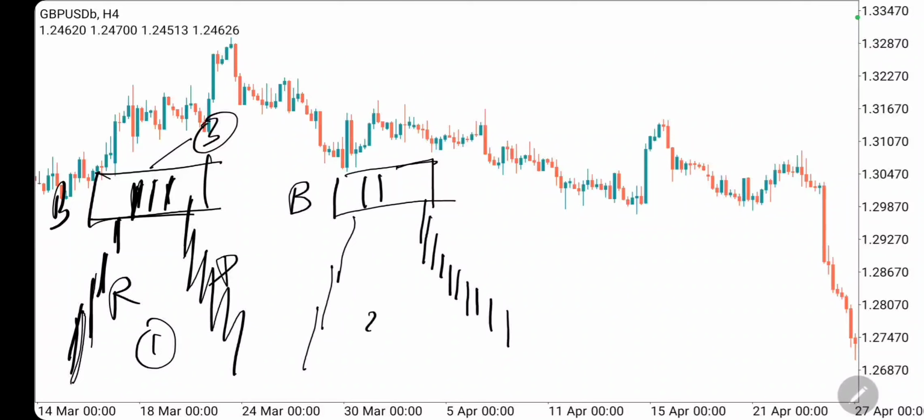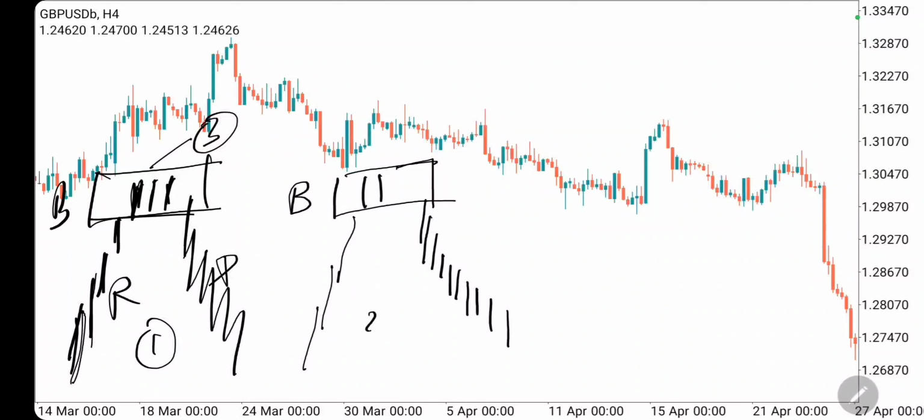Let's count 1, 2, 3, 4. Just 4 candles. All right, let us compare. You cannot compare it with a demand zone like this that has several candles. This is 1, 2, 3, 4, 5, 6, 7, 8, 9, 10. Over 10 candles at this base. So this is like a drop base rally.